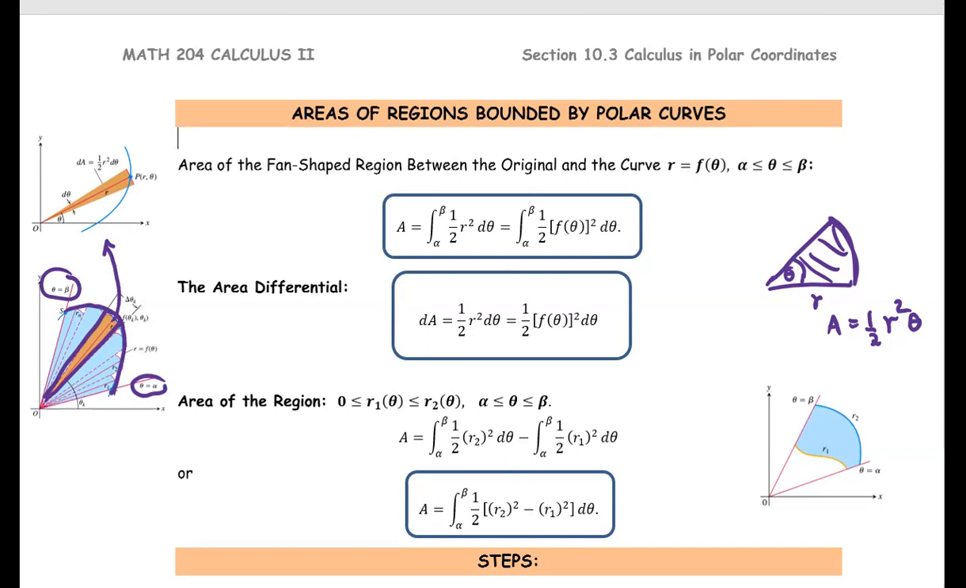Now we are going to sum all the sector areas together to form the area of the region bounded by the polar curve. So we have the formula: A is the definite integral from alpha to beta of 1/2 r squared d theta, where r is a function of theta. The area differential represents the difference of the areas from angle alpha to angle beta.